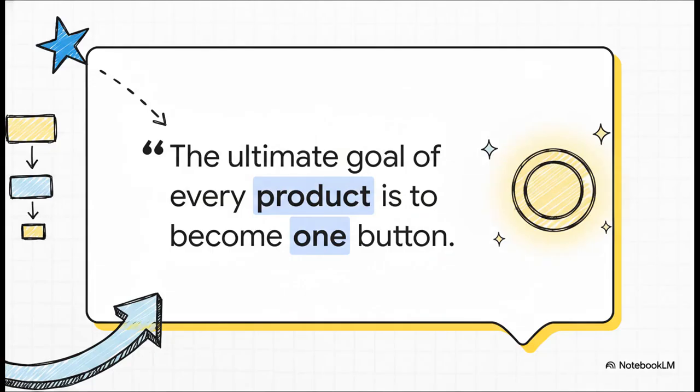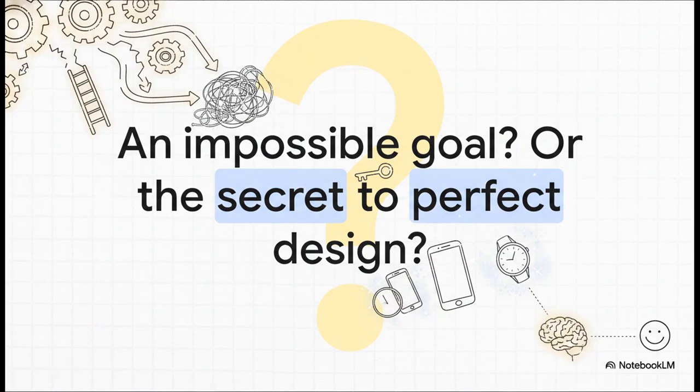So let's just get right to the heart of it. The central idea for this entire framework is this one sentence. This is our North Star for today. The ultimate goal of every product is to become one button. I know what you're thinking. Is that just a crazy, impossible dream? Or could it actually be the hidden secret to building products that feel totally effortless and, yeah, magical? Well, that's the big question we're going to tackle right now.